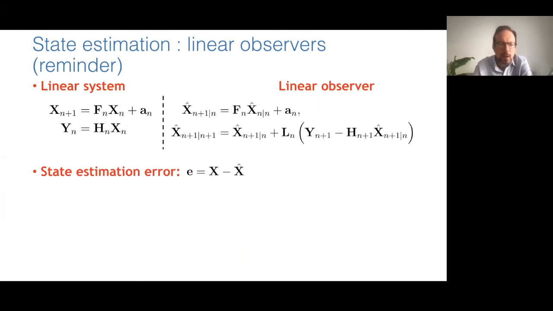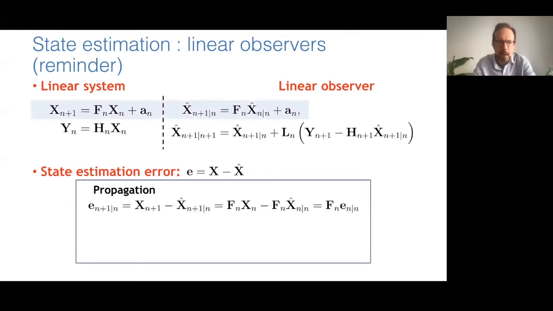So now you have a linear system on the left, and you have the linear observer on the right. And of course you would like to tune the gain matrix in order for the observer to provide you with a good estimation of the actual unknown state variable x. To do that, you form the estimation error, which is the difference between the actual state and the estimated state. This is just for analysis and gain design.